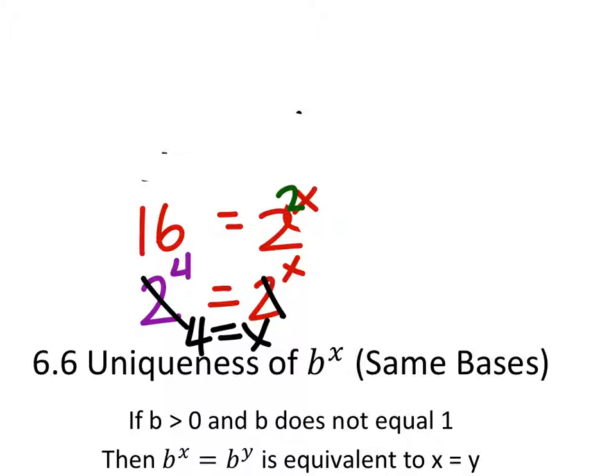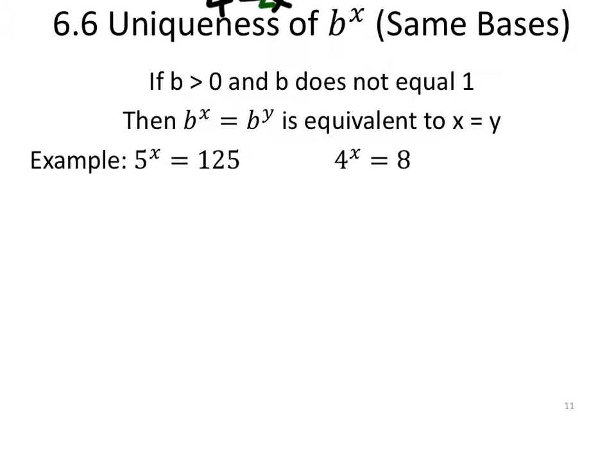Well, what if it was 2x? Well, 4 would equal 2x, then x would equal 2. You guys see where I'm going with that right there? So it can change, but if the bases are the same, just get rid of them. So let's look at these examples right here.